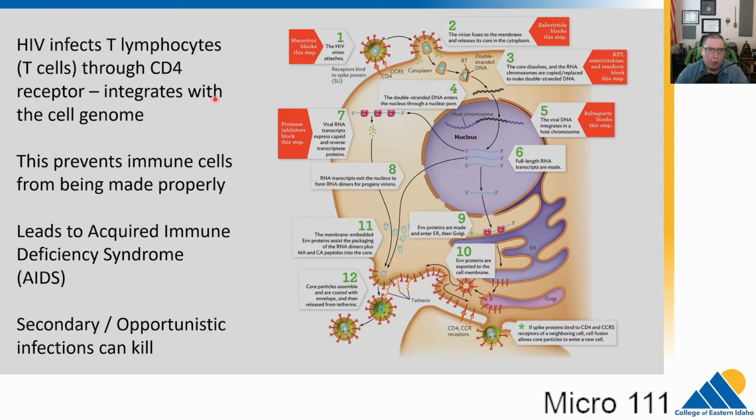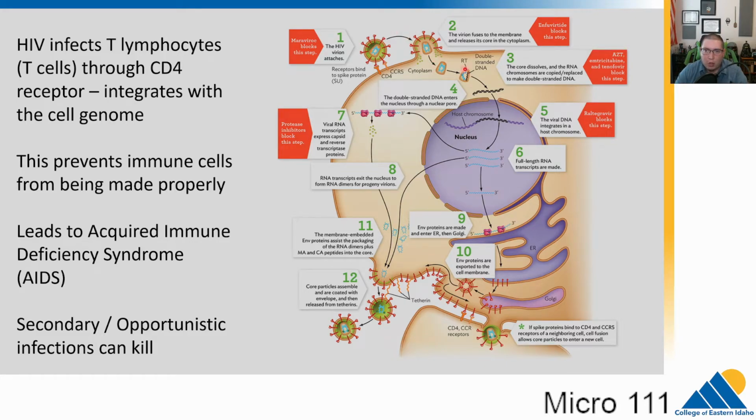The cycle for HIV: it infects T lymphocytes, so T cells, and it binds to the CD4 receptor and the co-receptor CCR5 on the surface of these cells. There are a few instances where people are mutants that do not make these, and they are immune to HIV because of that. That's another deeper story. Once it binds to these, it gets incorporated into the cell.